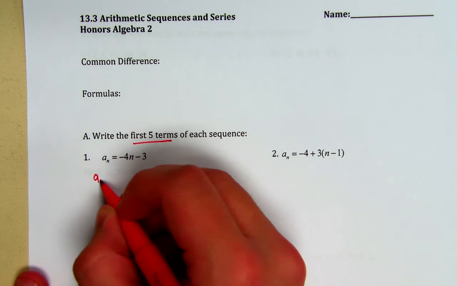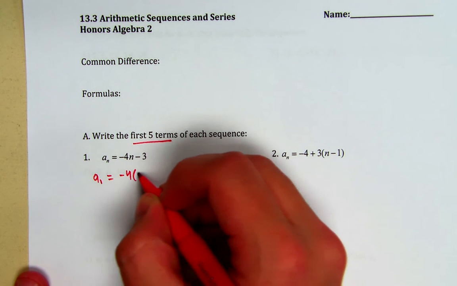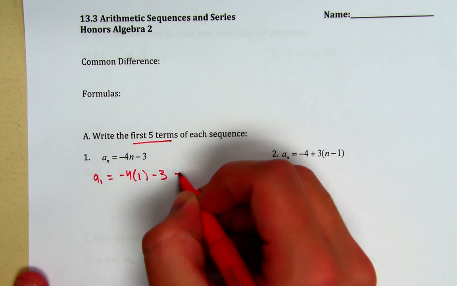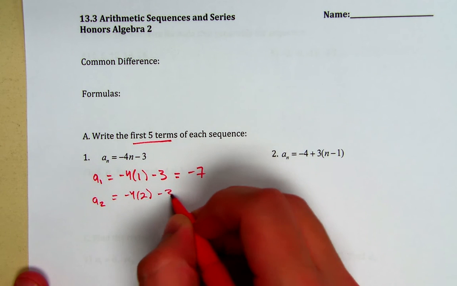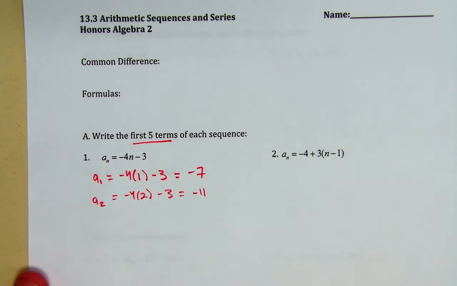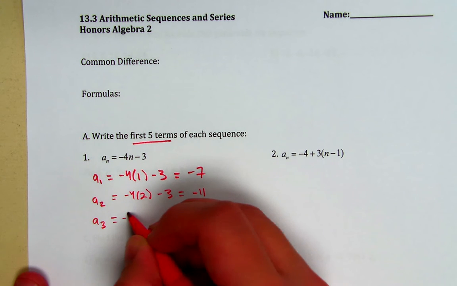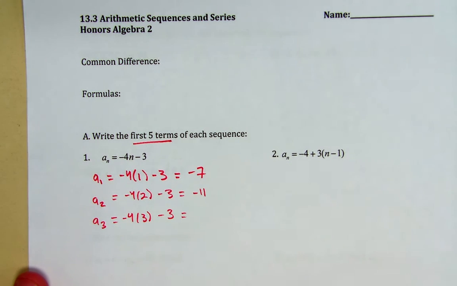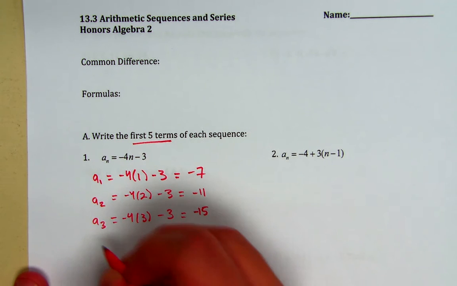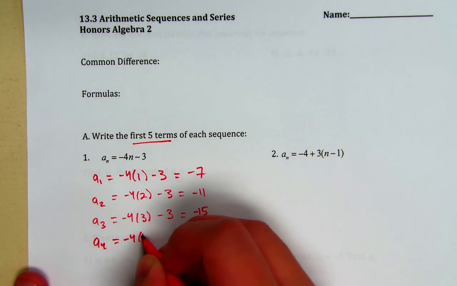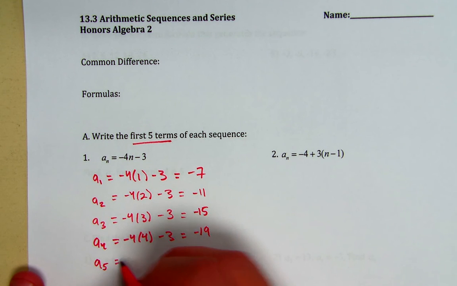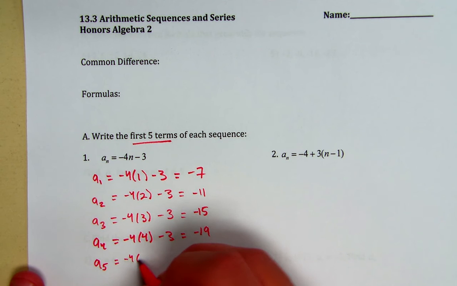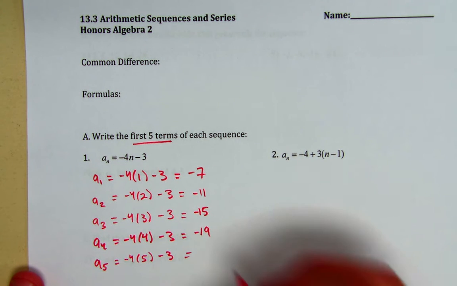So, writing the first 5 terms of each sequence. Let's do this first one by hand. A1 will equal negative 4 times 1 minus 3, which will give us negative 7. A2, negative 4 times 2 minus 3, that'll give us negative 11. A3, negative 4 times 3 minus 3 is going to give us negative 15. A4 equals negative 4 times 4 minus 3, that will give us negative 19. And A5 equals negative 4 times 5 minus 3, which gives us negative 23.